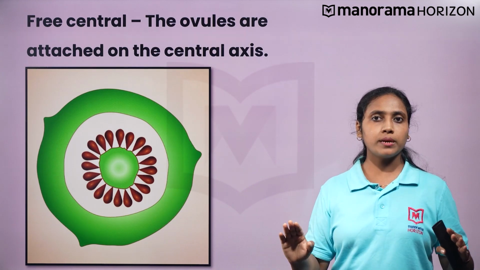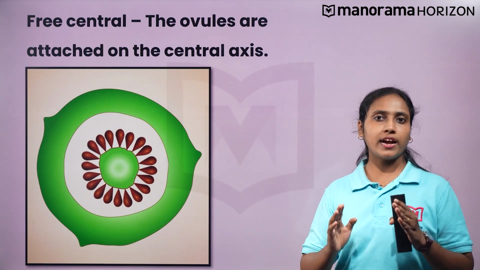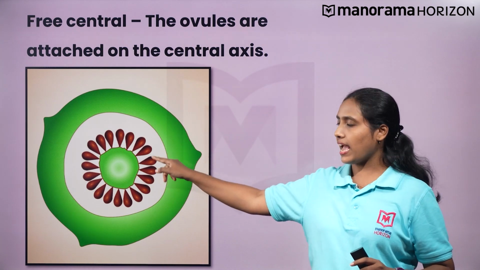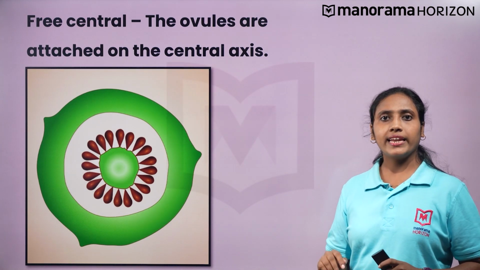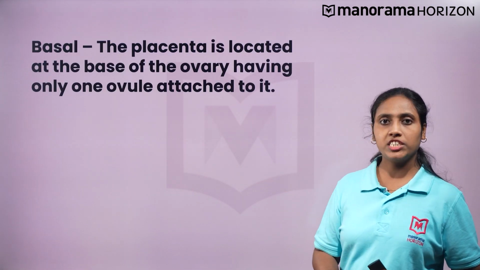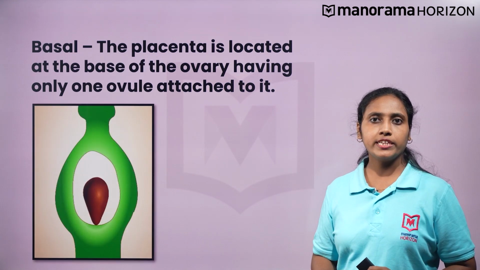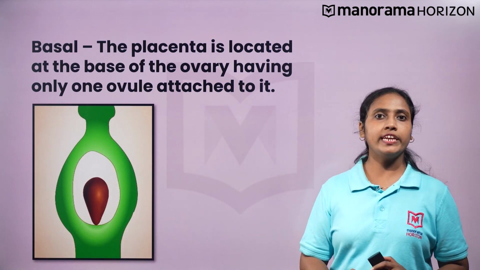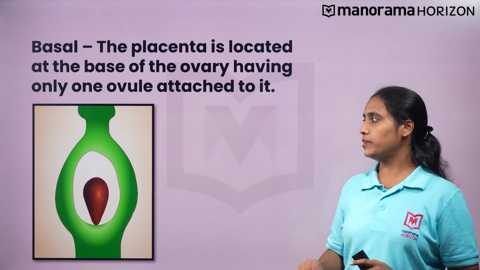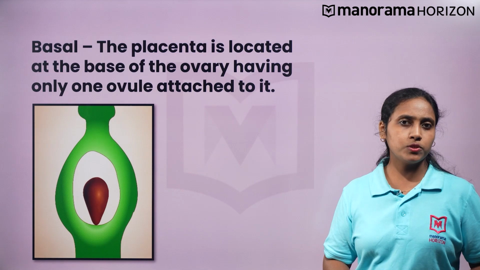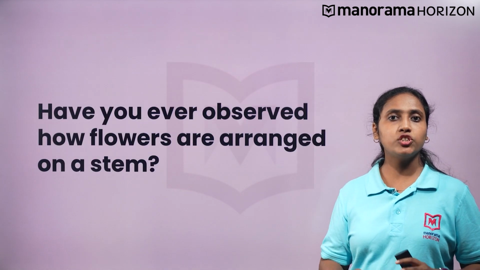The fourth type of placentation is free central placentation, when there is no septum and the ovules are attached on the central axis. Example, primrose. The next type is the basal placentation. The placenta is located at the base of the ovary having only one ovule attached. Example, sunflower.